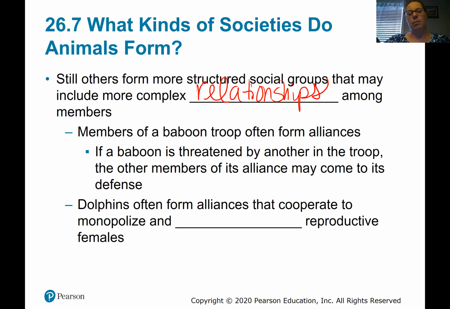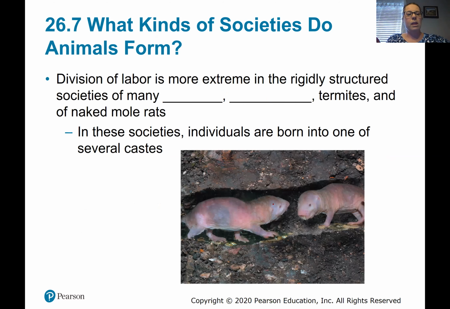The book gives an example of baboon troops. A group of baboons is called a troop. If one gets threatened by something, the others may come and defend it. Dolphins work together to monopolize and defend females. And then some societies, like the bees, that says bees, ants, termites, and naked mole rats.